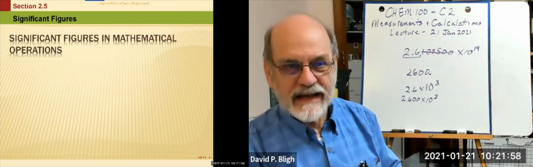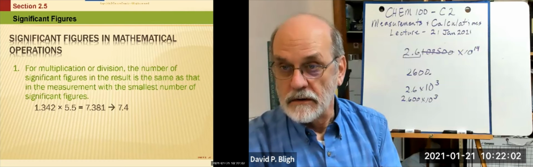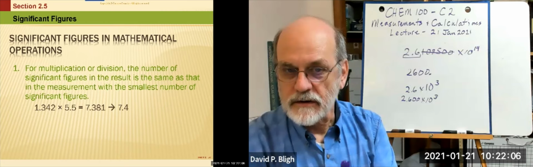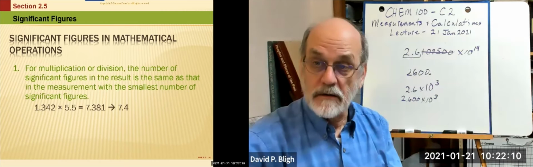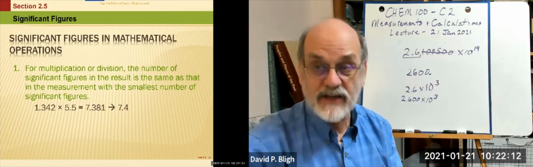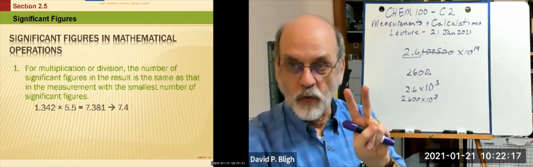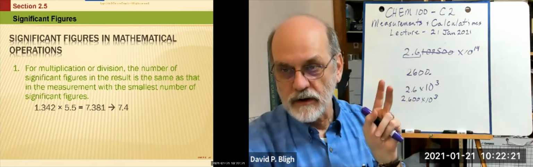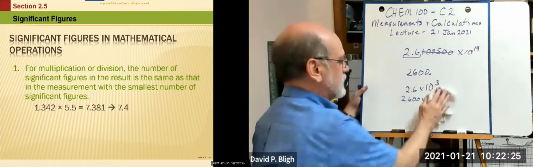So what do we do? How do we determine significant figures in the answer based on the numbers in the calculation? For that, we have two rules. One applies to multiplication and division, and the other applies to addition and subtraction. So the easy one is multiplication and division.